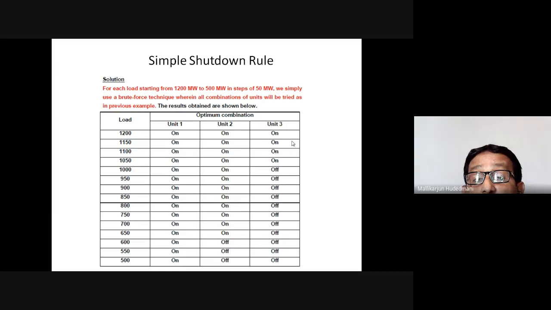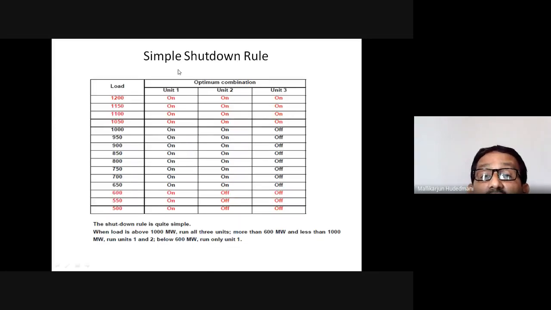Simply, we have understood how committed units combine together to generate a certain megawatt of demand, and how economic it is when I remove a certain costly generator and the remaining serve the requirement. This is the target of our understanding in unit commitment. So this shutdown rule is just a reverse process of the simple enumeration concept.